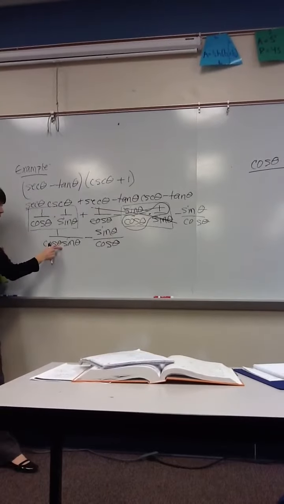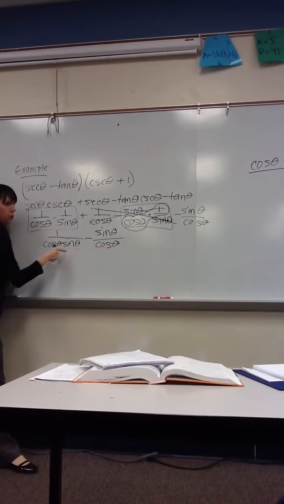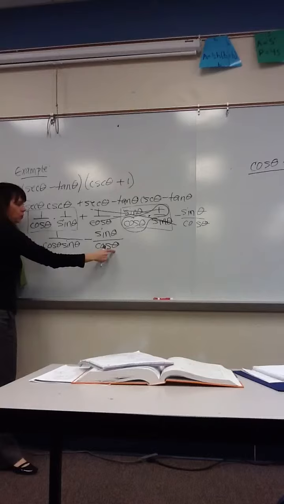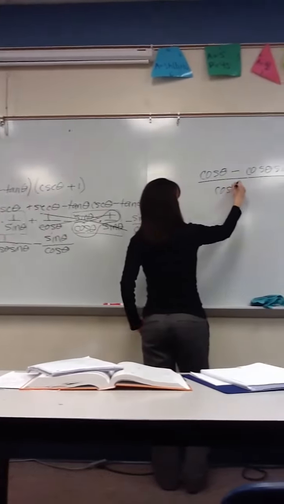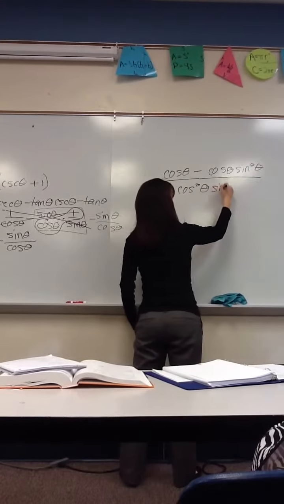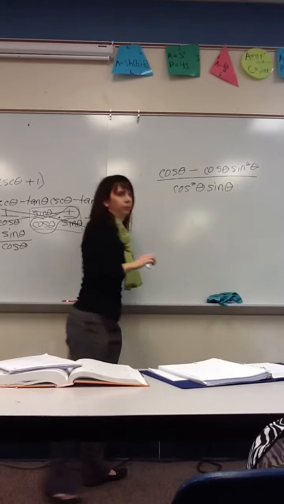Yeah, cosine squared. Multiplying the denominator, so cosine times cosine is cosine squared, and we have sine of theta. So on the bottom we have cosine squared of theta, sine of theta.